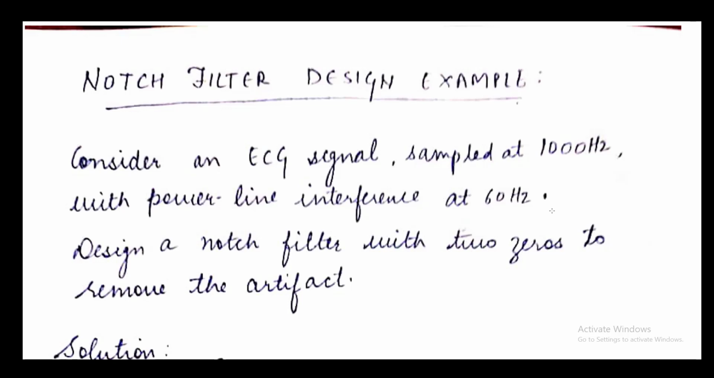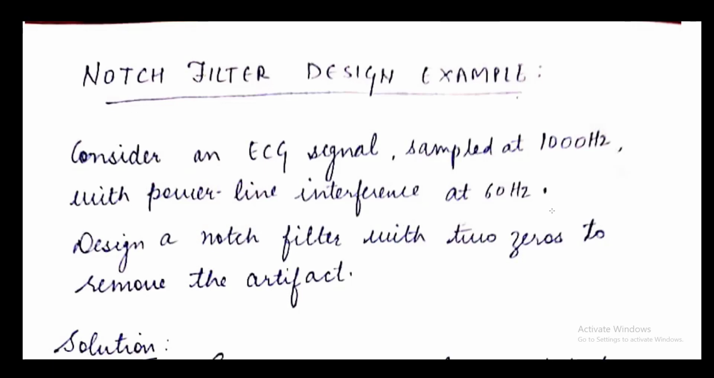So what we want to do is design a filter, mainly the notch filter, which will remove this signal component at 60 hertz, which may correspond to power line interference. And for designing this notch filter, we have to use two zeros. Now how can we do that?